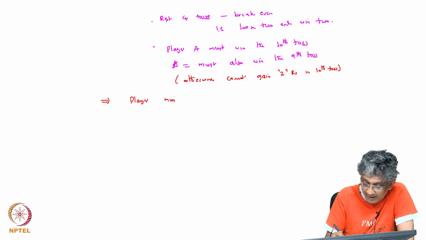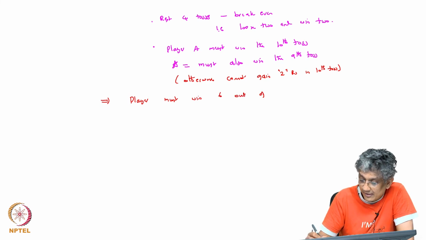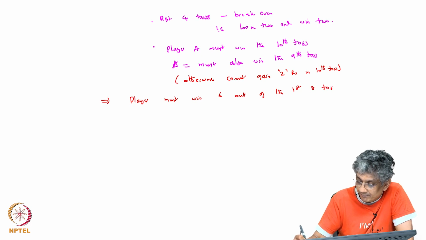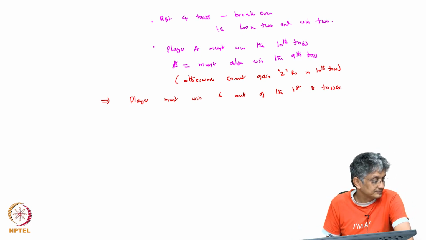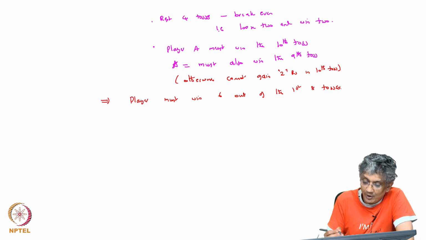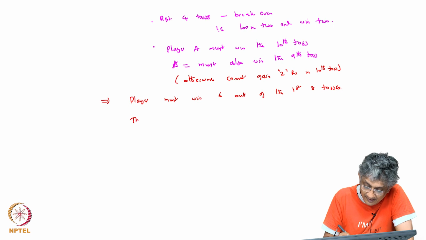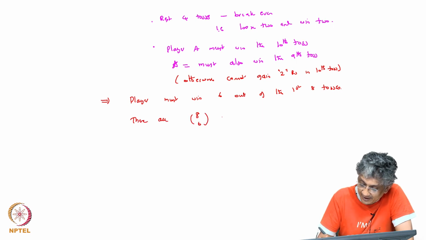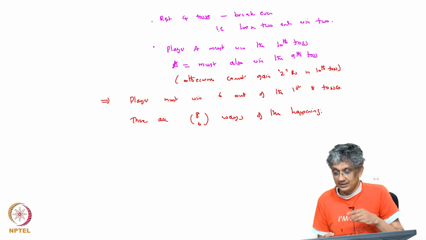So then player A must win 6 out of the first 8 tosses. Very good. So this can happen how many ways? There are 8 choose 6 ways of this happening, because that's 6 out of the first 8 tosses.